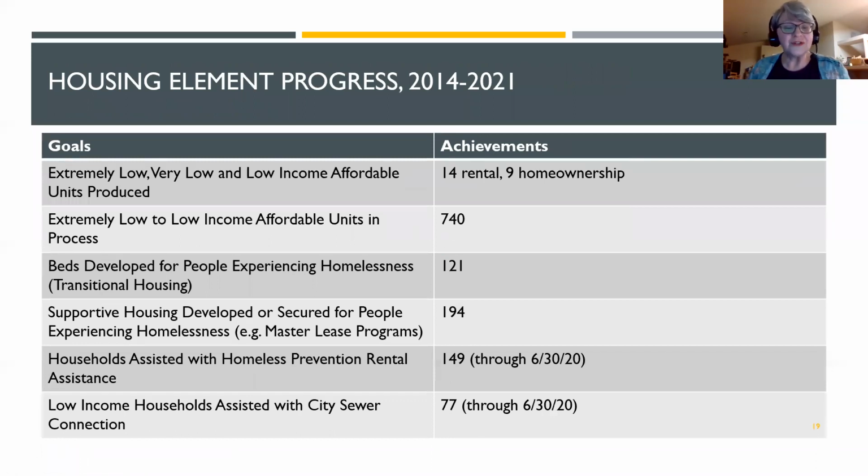And then we wanted to go over some of the other goals that had been established in the housing element in terms of some numerical goals and what was achieved. So we just talked about the actual production of extremely low, very low, and low income affordable units that were produced through December 2019. And those were 14 rental units and 9 home ownership units. The good news is that there is some significant production that is planned, both from the range of extremely low to low income affordable units that are in process, and there are 740 of those.